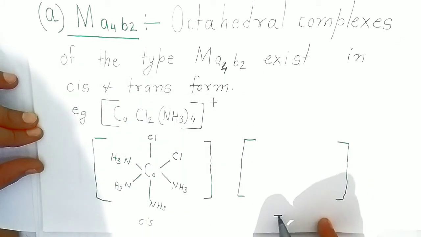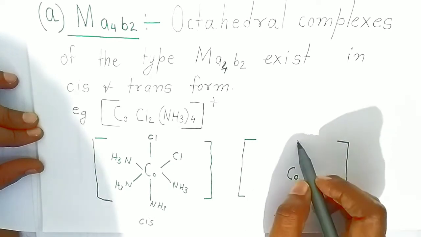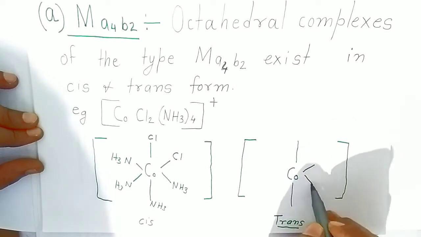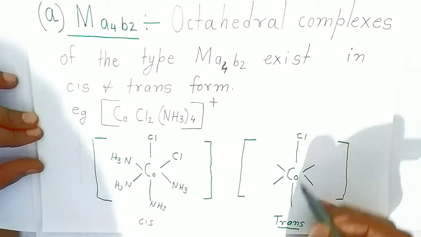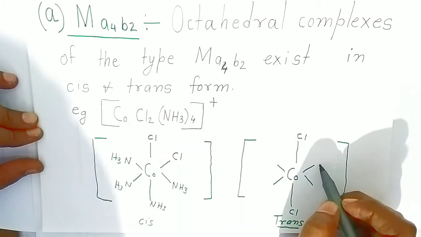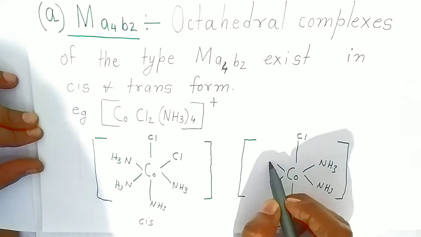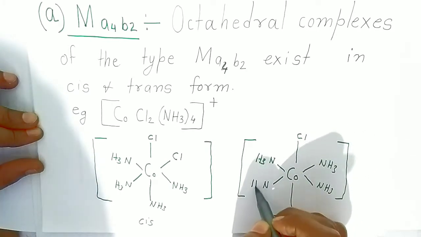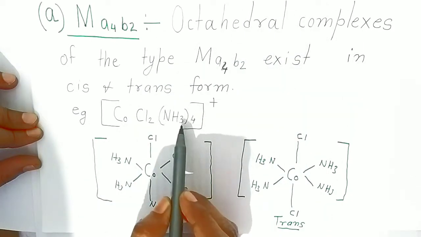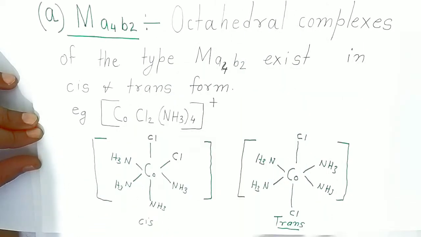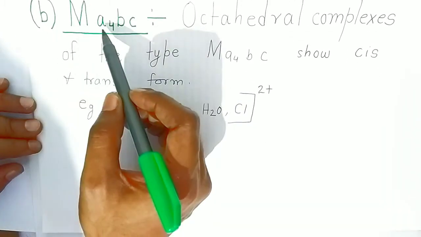Now in the same way, if you want to write the trans structure of this complex, again cobalt will be the center. This is the top and this is the bottom. If you are writing chloride here, opposite to this chloride you have to put the other chloride on this side, and the ammonia will be here. NH3, NH3. The nitrogen of the ammonia is going to donate the lone pair. So NH3, NH3 like this. This is the octahedral complex where one ligand is 4 in number and the second ligand is 2 in number.